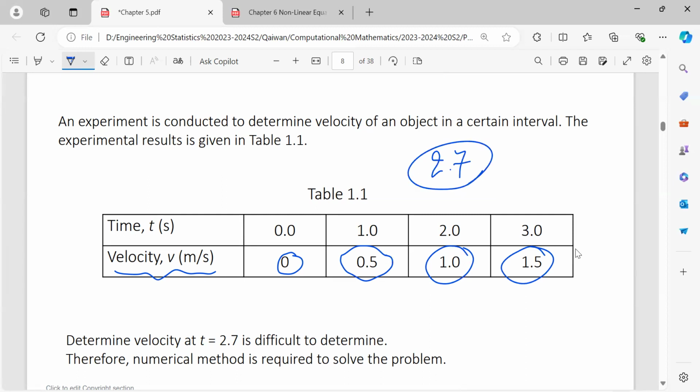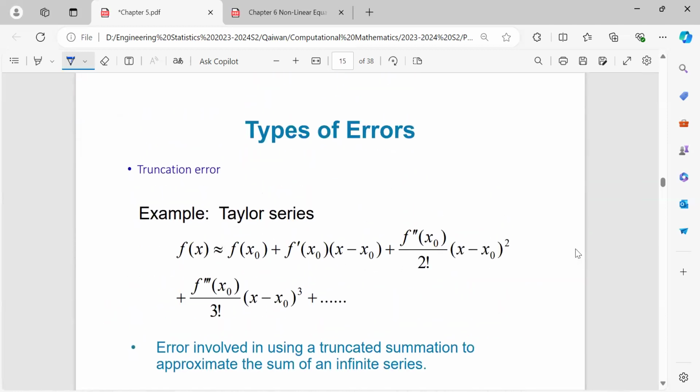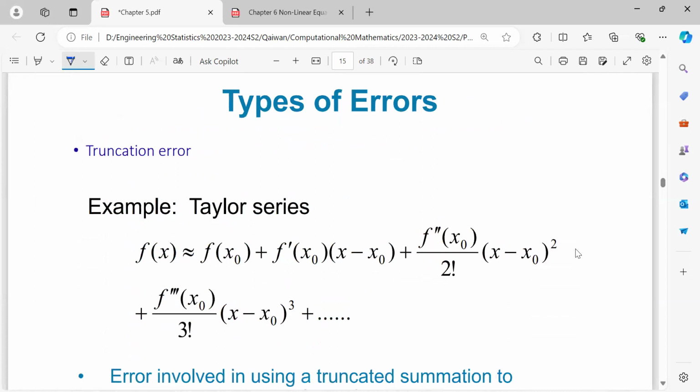Here, we have no time 2.7 in the table. How about velocity at 3? Velocity at 3 is 1.5, and at 2 is 1. At time 1, its velocity is 0.5. How about velocity if time is 2.7? Here we cannot find it. In this case, we need to use a numerical method for finding it. Here we study interpolations for evaluating these types of points. These are nothing; you just need to read those, which I left above.